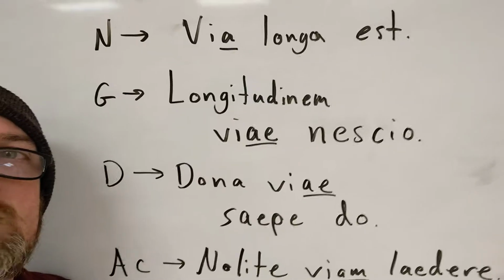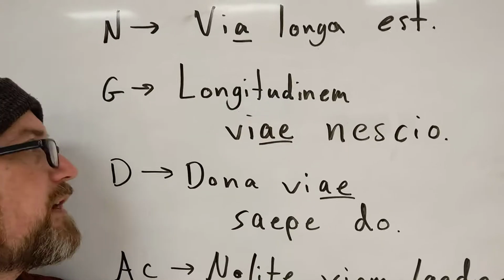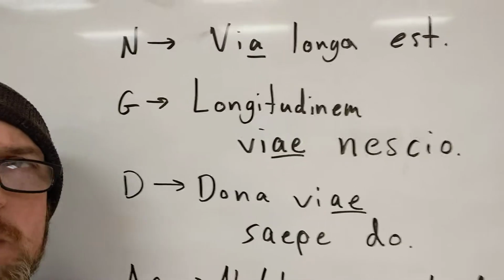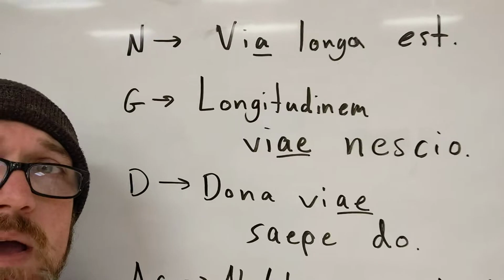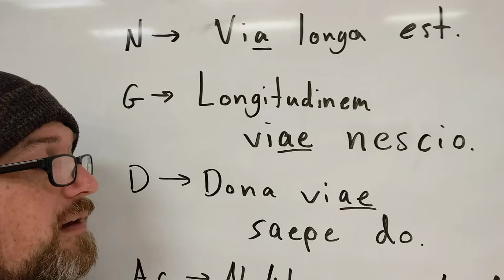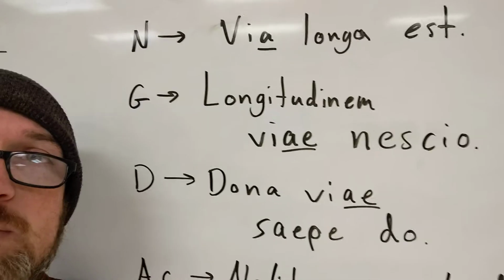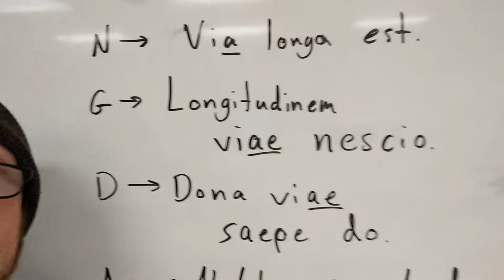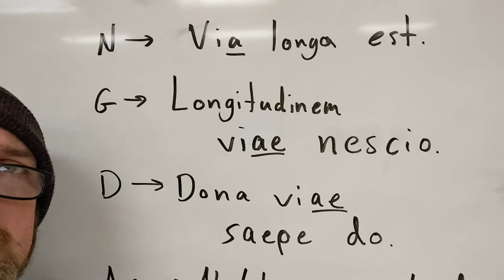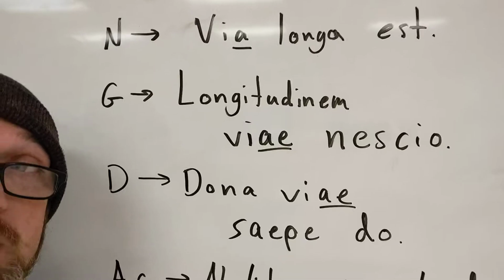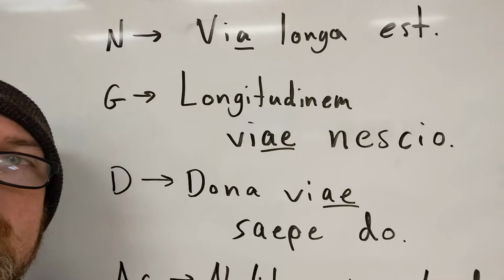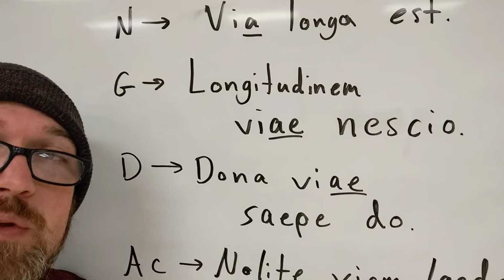Whereas if we look at the genitive example, this one next to the G, that says something a little bit different. And you see that it is spelled differently. It's not spelled via anymore. Now it's spelled viae, because it is not the subject of this sentence. What that sentence says is, I do not know the length of the road. My subject here is I. You don't actually see the word I in there, but my verb is first person, nescio. So if it's first person, that means the subject is I. And then I have an object, that's longitudinem, the length. But then I'm going to translate viae as of the road.